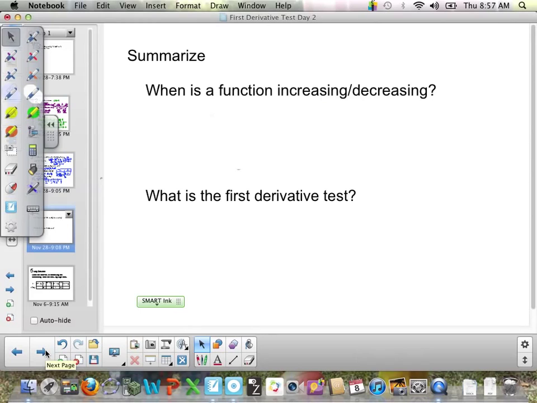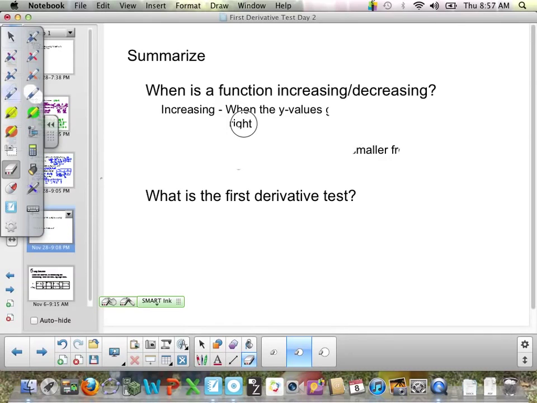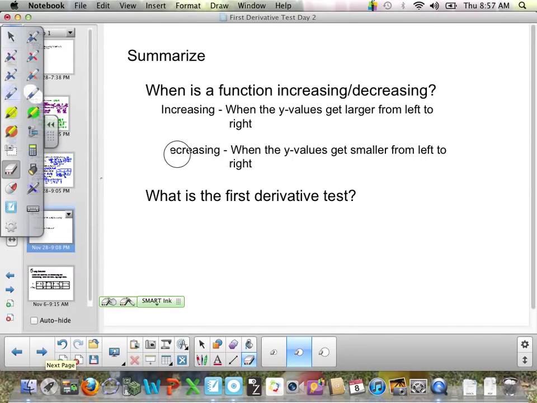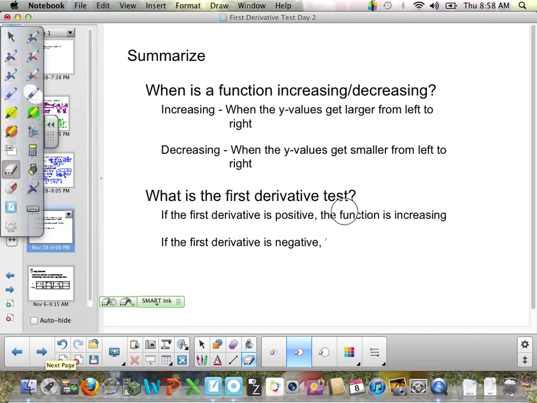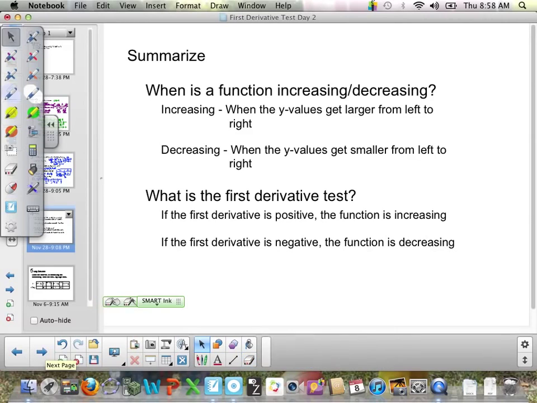And finally, when is a function increasing or decreasing? When the derivative is positive, it's increasing. In other words, the values get larger from left to right. We're decreasing when the values get smaller from left to right. And the test is the first derivative is positive for increasing, and the first derivative is negative for decreasing.